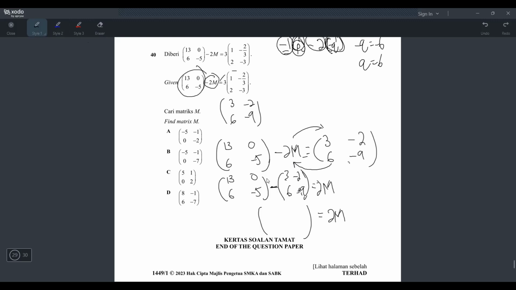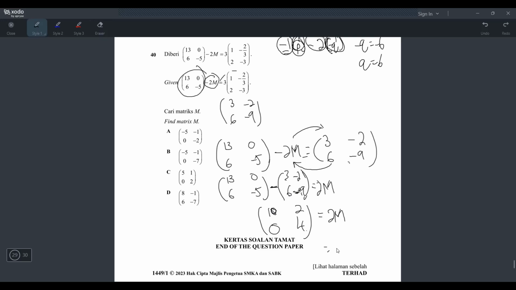Okay, now how to get 2M? For plus minus, you can just minus the rows, because it is already 2 rows, 2 columns, 2 rows, 2 columns. So how to get this number, this number, this number, this number? Okay, if you want to get this number, you have to take 13 minus 3. So you will get 10. And then to get this number, you will take 0 minus negative 2, which is positive 2. And then to get this number, you will take 6 minus 6. So 0. And then the last part, how to get this number, is negative 5 minus negative 9. What is negative 5 plus 9? 4. But this is your 2M.